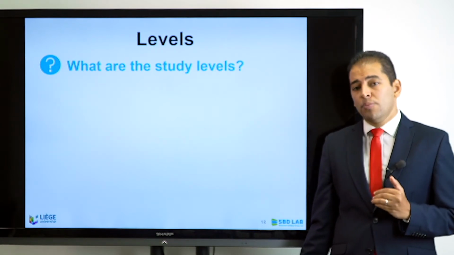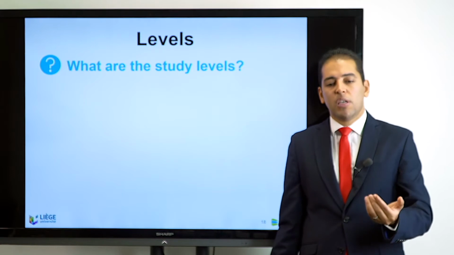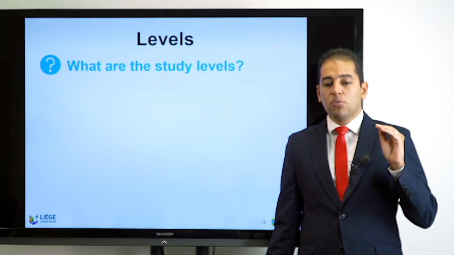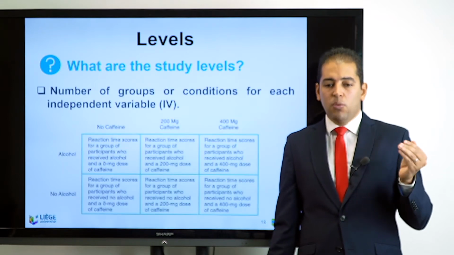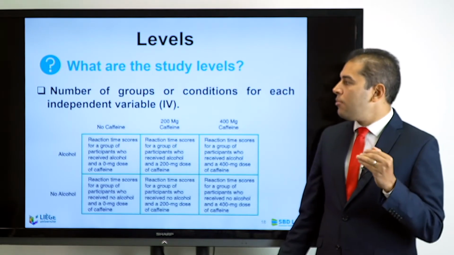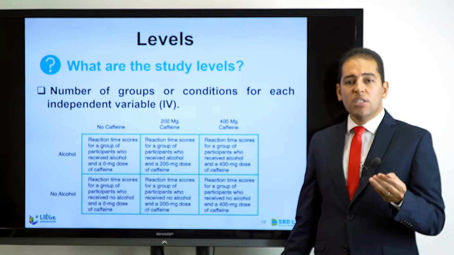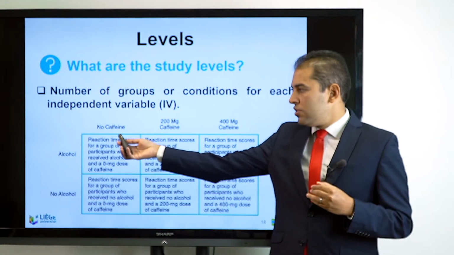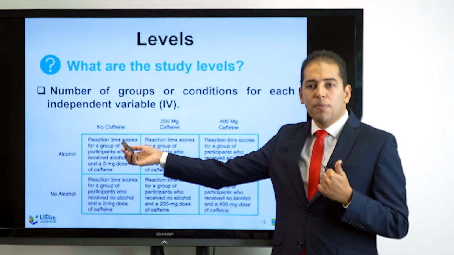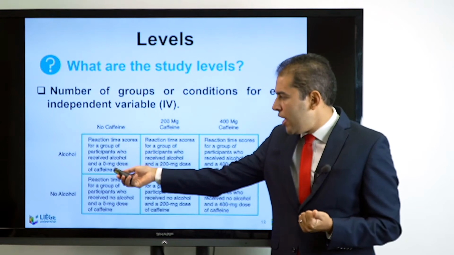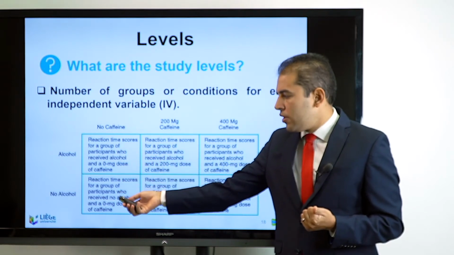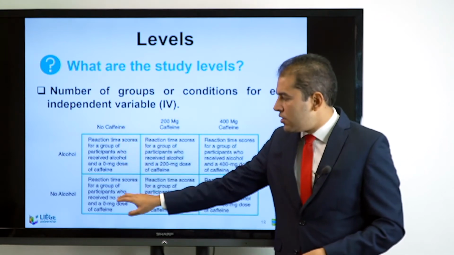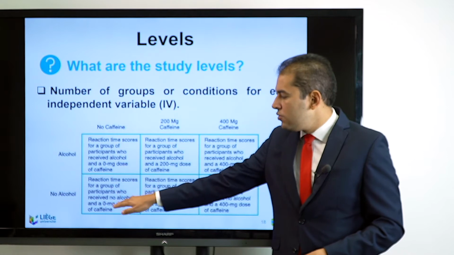The second important term that you need to know when we are defining our design of experiment: once we define our factors, we need to define our study levels. And what are the study levels? It is the number of groups or conditions for each independent variable. So if I'm looking at the influence of drinking caffeine, which is one factor, on people who have alcohol consumption and people who have no alcohol consumption, then I have one factor, two levels. Level 1 is alcohol, level 2 is no alcohol.